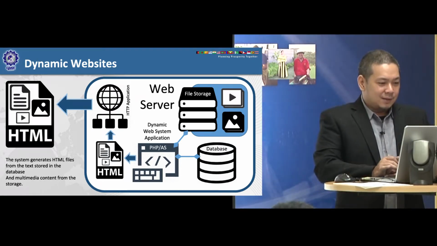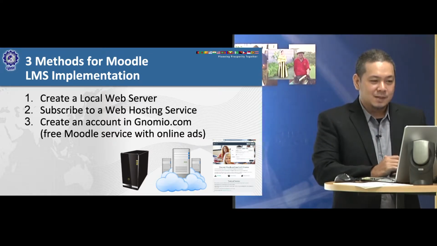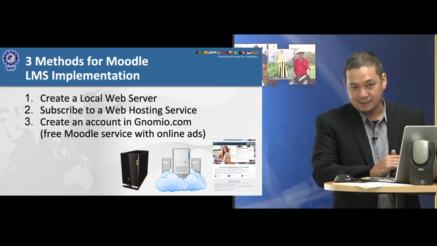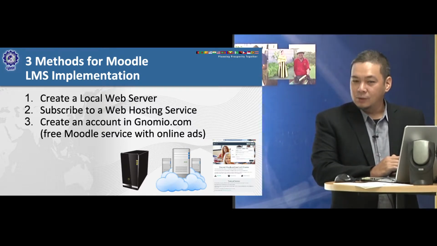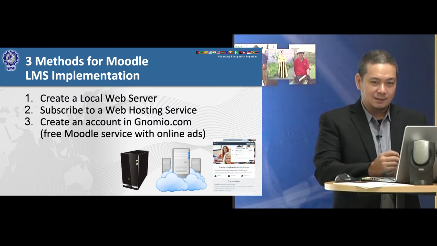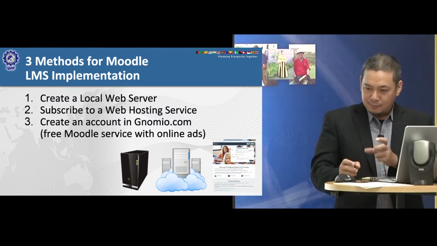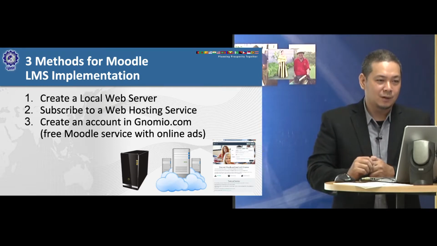Okay, there are three methods for Moodle LMS implementation. Number one is you create a local web server. Creating a local web server is actually very easy. You can use an old laptop or old computer. You just install the software Apache, MySQL, PHP. You can download that directly from Bitnami, and when you install that, you immediately create a local web server.